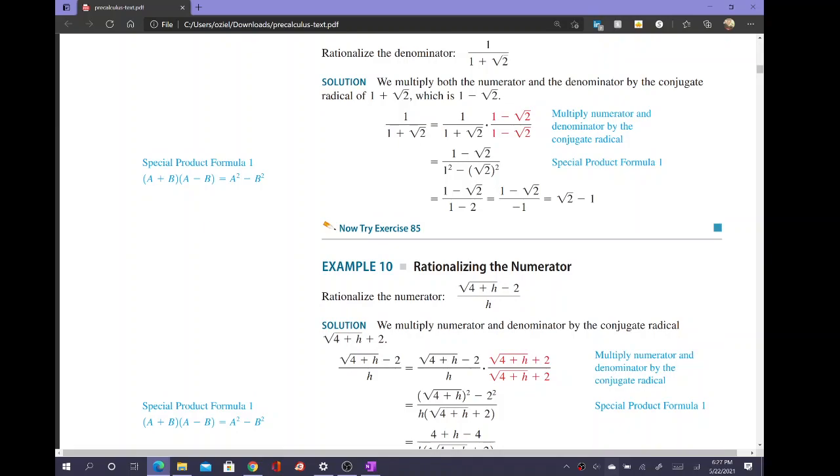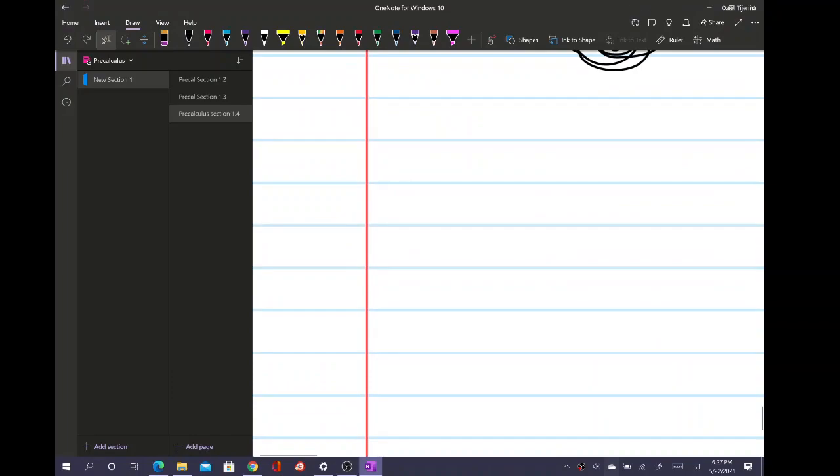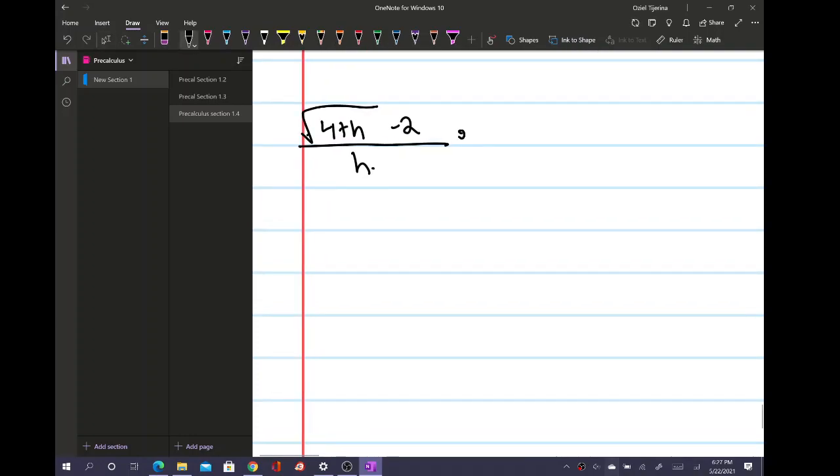Now, this one, like I said, you do this also in calculus. When you do the definition of a derivative for a square root function, you're going to have to know how to do this. So the square root of 4 plus h minus 2 all over h, right? This is equal to, and you can do the conjugate. So you're going to multiply by the conjugate, the square root of 4 plus h plus 2, over the square root of 4 plus h plus 2, right?